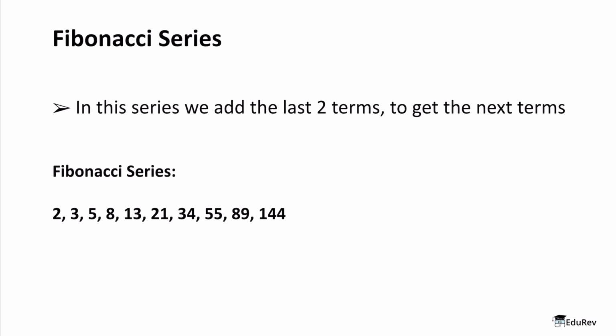Now let's look at the Fibonacci series. In this series we add the last terms to get the next terms. Let's have a look at it. So 3 plus 2 gave us 5, 8 plus 5 gave us 13, 13 plus 8 gave us 21, 34 was given by 21 plus 13, 34 plus 21 gave us 55, 55 plus 34 gave us 89, 89 plus 55 gave us 144, and this goes on and on till infinity.